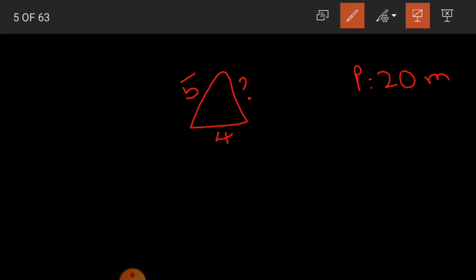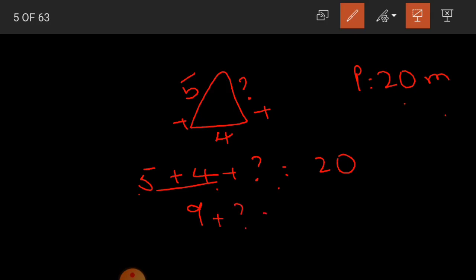If you remember, what is perimeter? Perimeter is nothing but adding all the sides together. Yes, the boundary line. When we add the lengths of all the sides together, we'll get the perimeter. 5 plus 4 plus question mark. We don't know the length of the third side. Now when we add these 3 sides, the answer should be 20. 5 plus 4, 9 plus question mark is equal to 20.